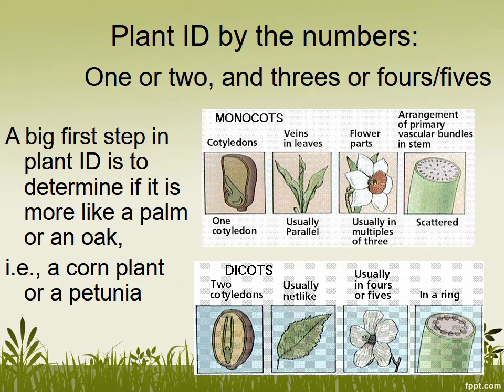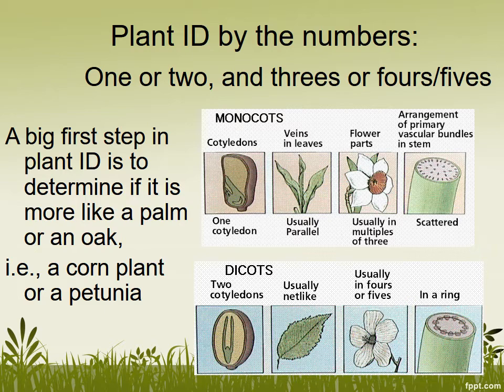So looking at some of the ways that you can tell the difference between whether a plant is a monocot or a dicot, there's several different ways. The two easiest ways to tell is when the plant first sprouts, does it come out of the ground with just one leaf? If it does, it's a monocot. If it comes out of the ground with two leaves, like a bean plant, it's a dicot.